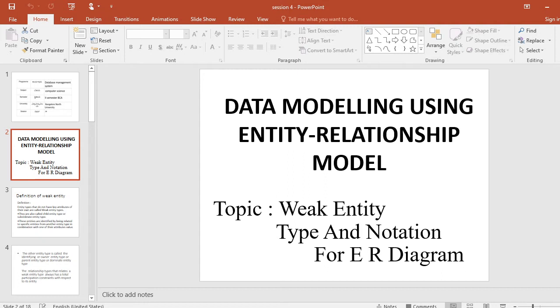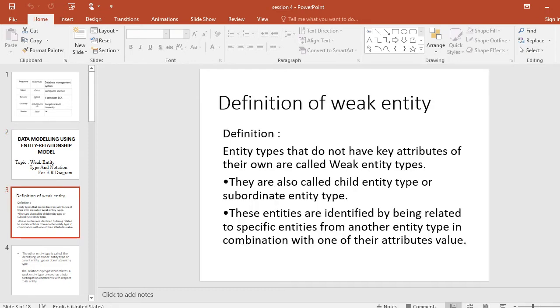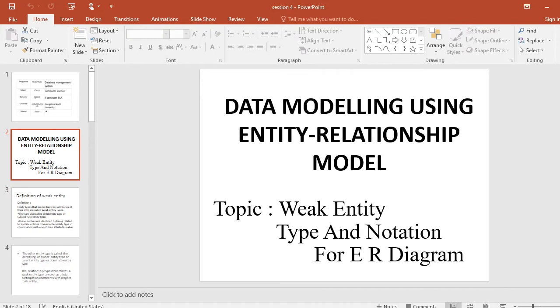So today's session is data modeling using the entity relationship model. In this session, the topics we cover are what is a weak entity, its type, and the notation for ER diagram. Whenever you want to prepare an ER diagram, you need the entity, weak entity, and the symbols used for entities, relationships, and all you can mention in an ER diagram. So you can understand one by one.